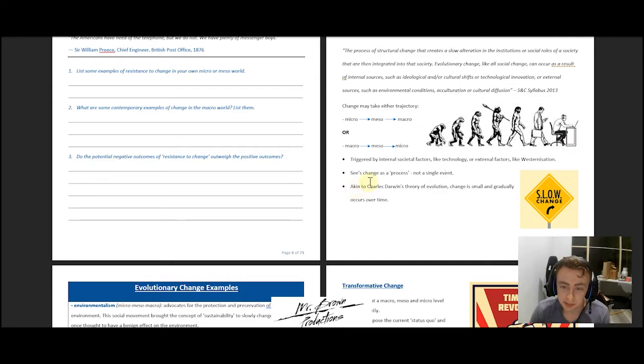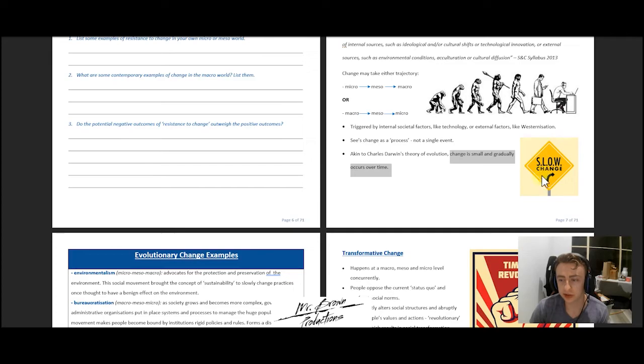It gets its name due to Charles Darwin's theory of evolution, the idea that change is small and gradually occurs over time. So I'd highlight that. That's definitely this second dot point here and this last bit here. So the idea is that change is slow.